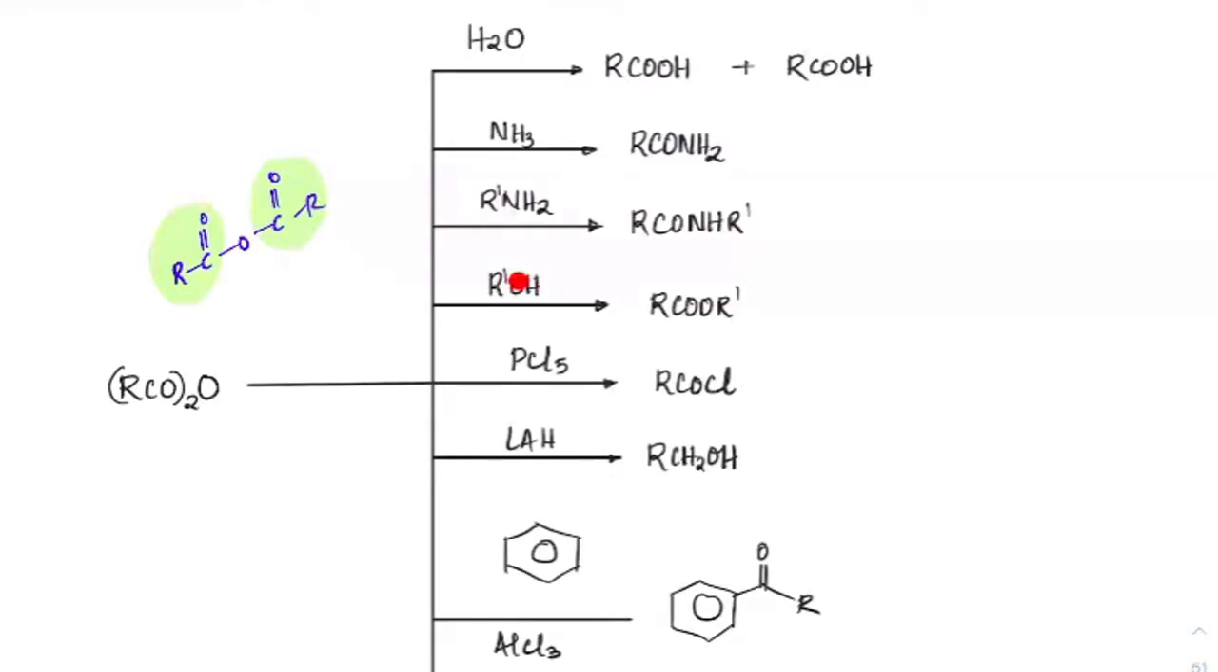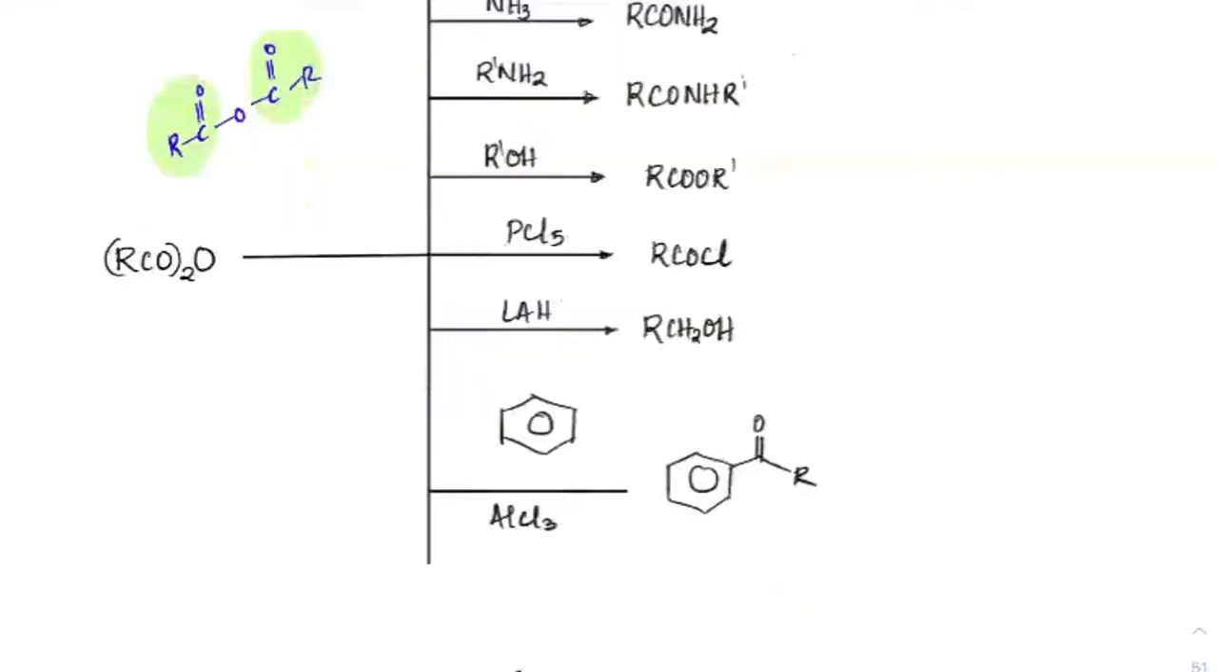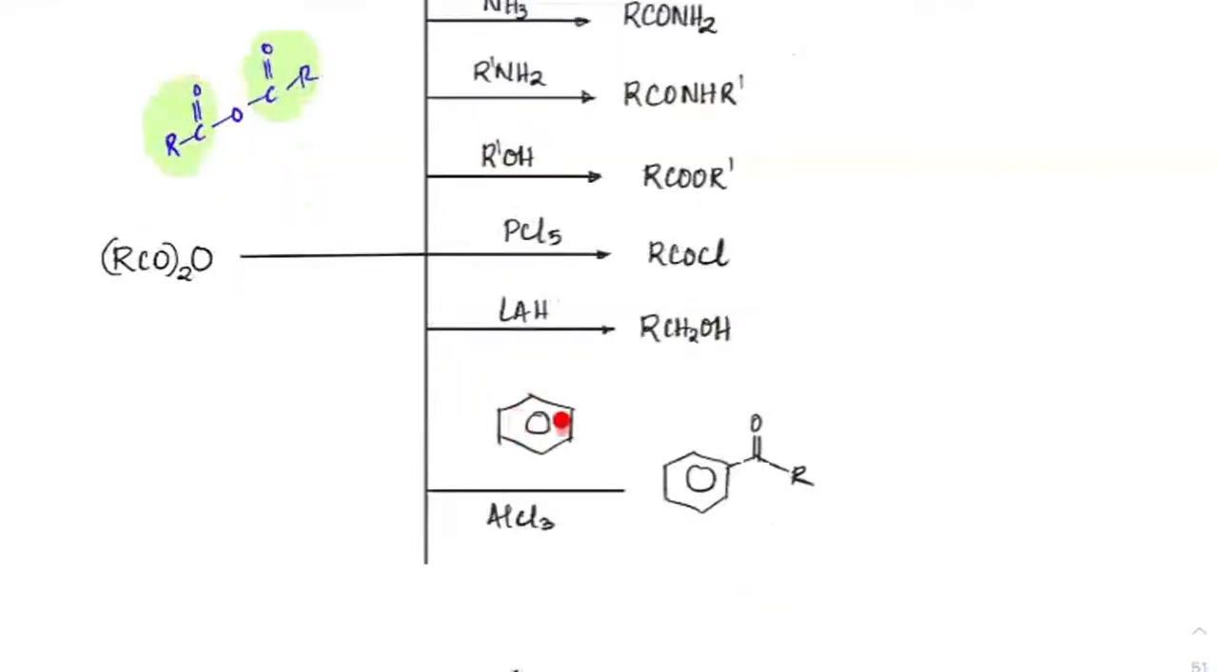Alcohols, if you react, you will get esterification on both sides, so you'll get RCOOR dash. With PCl5, both of them will become RCOCl. If you treat that with lithium aluminum hydride, both of them will become alcohols. And you know that if you treat benzene with anhydride in the presence of AlCl3, Friedel-Crafts acylation will take place.